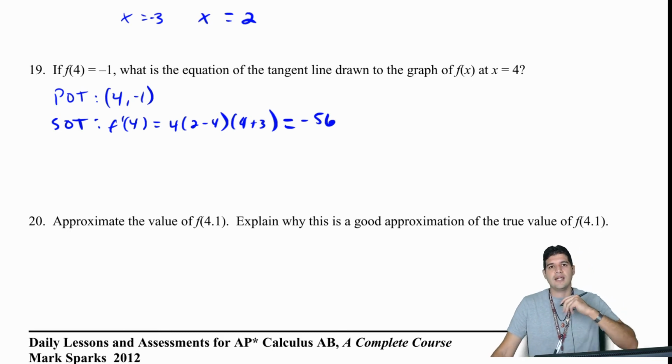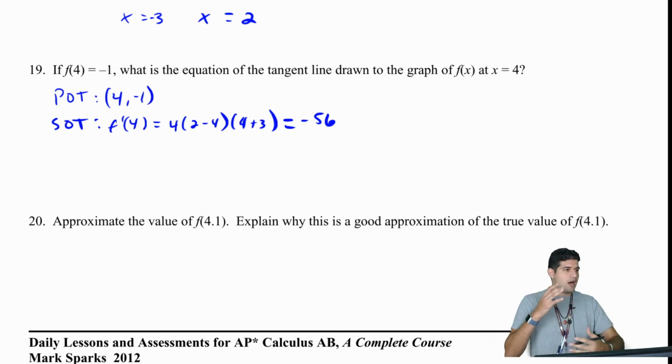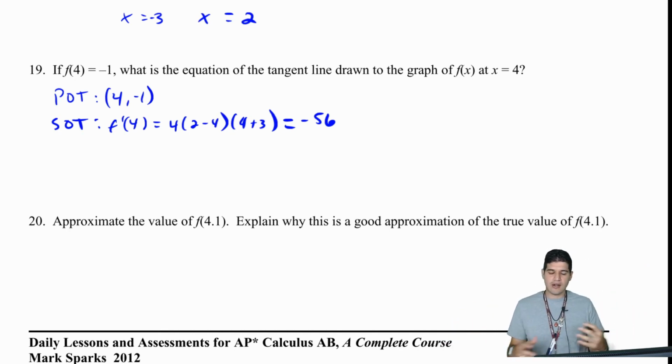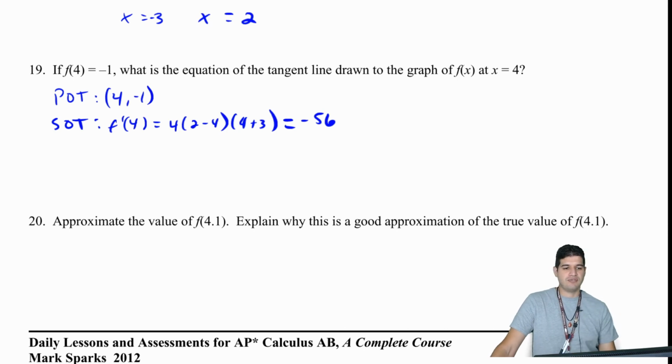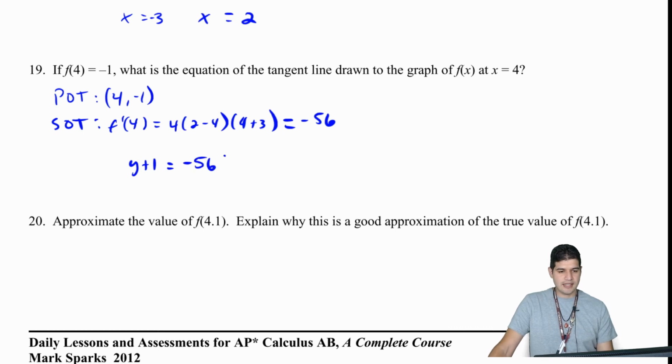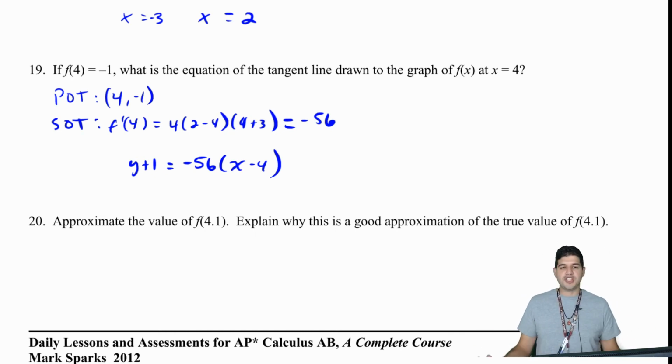And that's why when you get weird slopes or big numbers or small numbers or pi or e in some cases, that's why it's important just to throw it into that point slope form. So using point slope form, that's going to say y plus 1 equals -56 times x minus 4. And that's the equation of the tangent line. And you can't really check it against a function f of x at this point. So that's just going to be it.